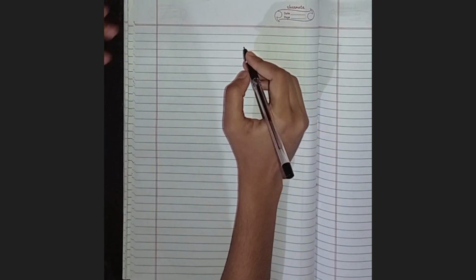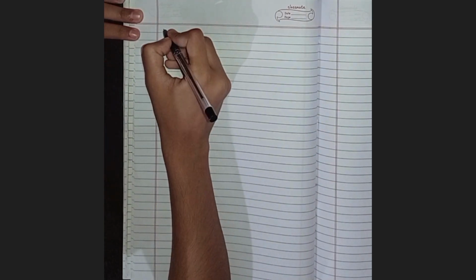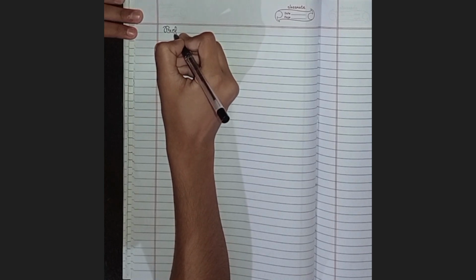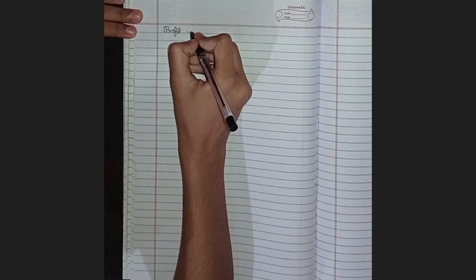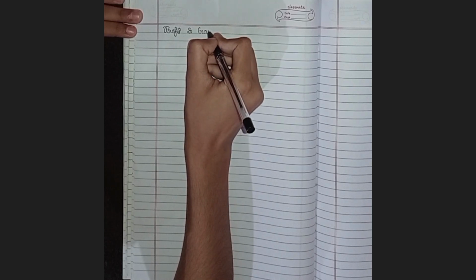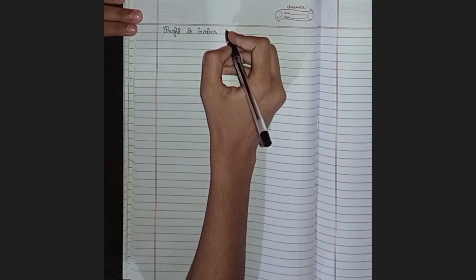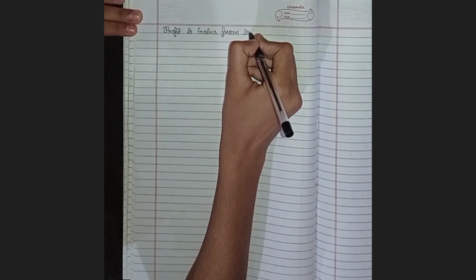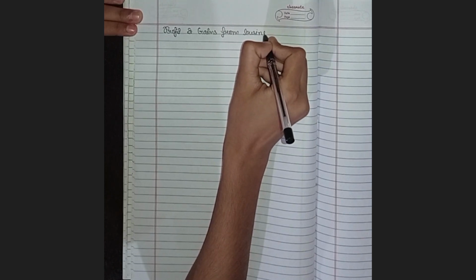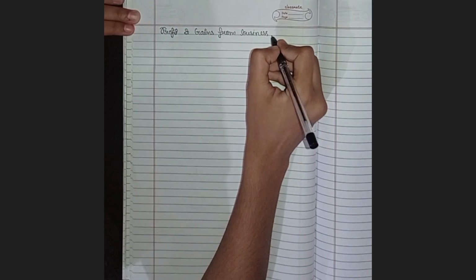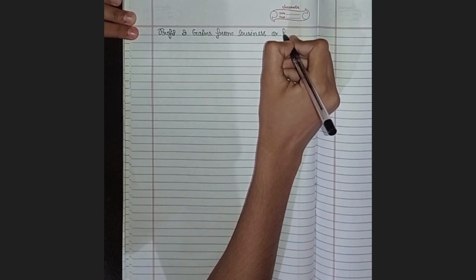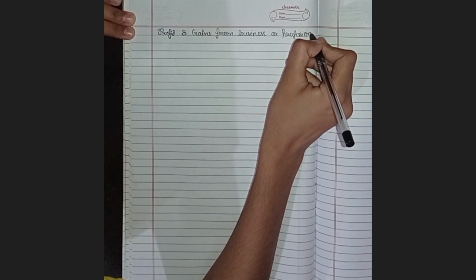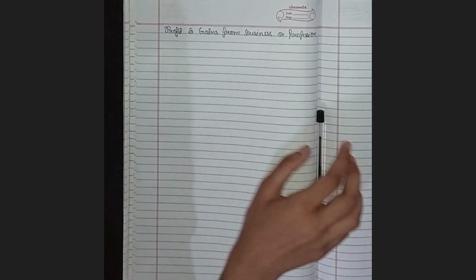So let's give a heading. Profit and gains from business and/or profession. We would highlight it.